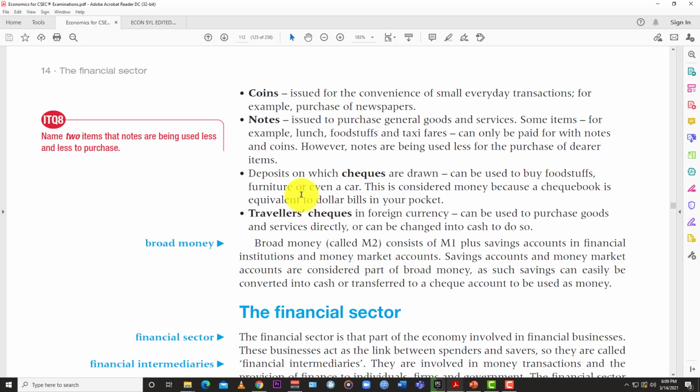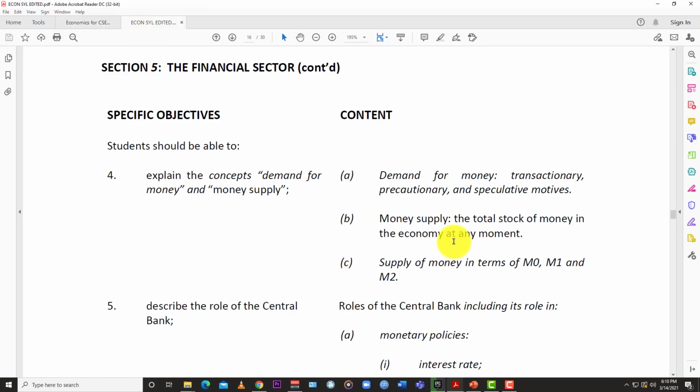All right, so that's basically it for the supply of money. You understand the measuring of the supply of money. And so the overall money supply is all the money in the economy at a specific time. That would have covered this aspect of the syllabus: money supply, the total stock of money in the economy at any moment as a definition, and the supply of money in terms of M0, M1, and M2.